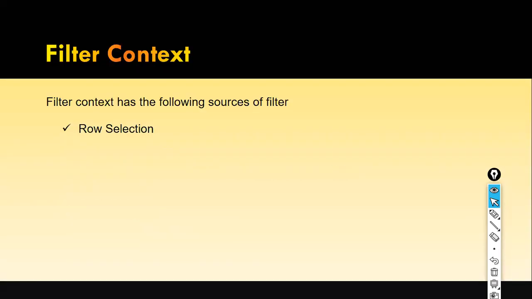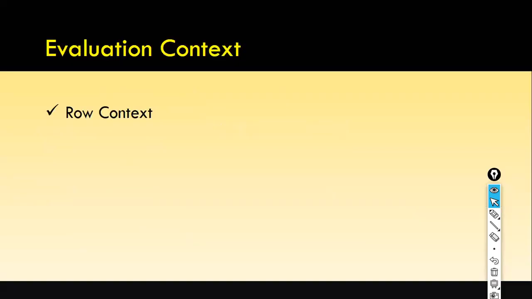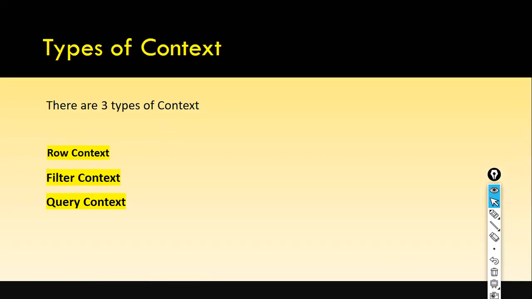Again, I'll just explain the same thing which we discussed. Look here, the evaluation context. As part of this, we have two different contexts: the row context and filter context. You can combine both the contexts also. Along with the row context, we can have the filter context also. But if you look at the internet, you can see three types of context as part of evaluation context: the row context, filter context and query context.